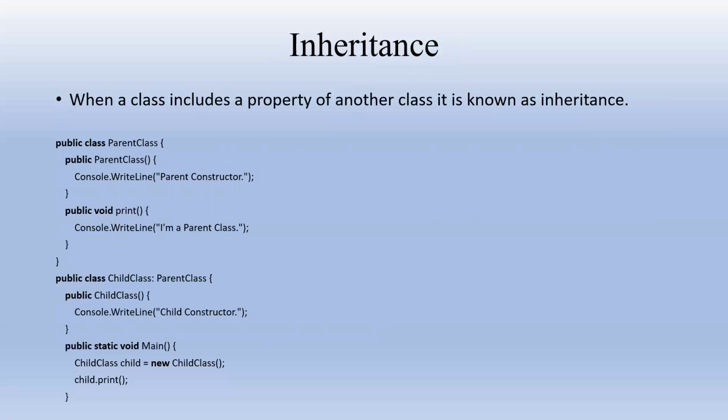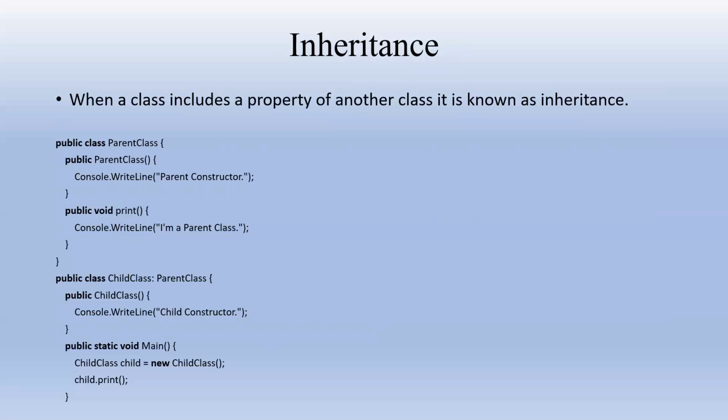So here you can see we have a parent class, name is parent class, then it has a constructor, and then we have a method parent. So it's printing a value, I am a parent class. Then we have a child class, then we are inheriting this parent class. In order to inherit a parent class into a child class, we use colon operator. So as you can see, we are inheriting parent class into the child class, right? And then child class also has a constructor.